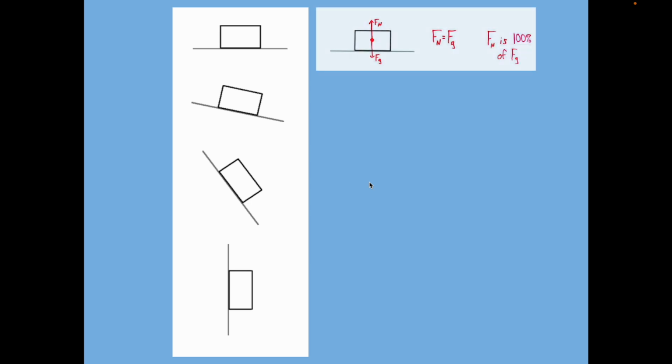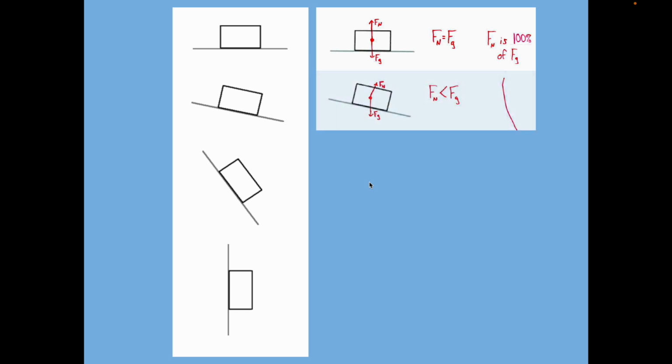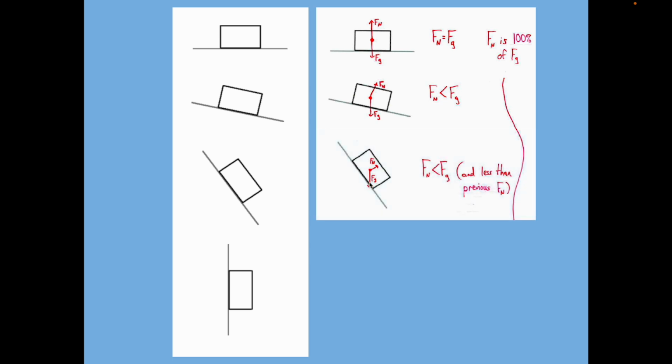Okay, but if we take that surface and start tilting it, in the first situation, normal force was equal to 100% of gravity. But as we tilt it, if there's no friction, this object is going to start sliding down. Normal force is not going to be canceling out gravity anymore. And in fact, normal force is going to end up being a little less than gravity. And this will be apparent on why it has to be.